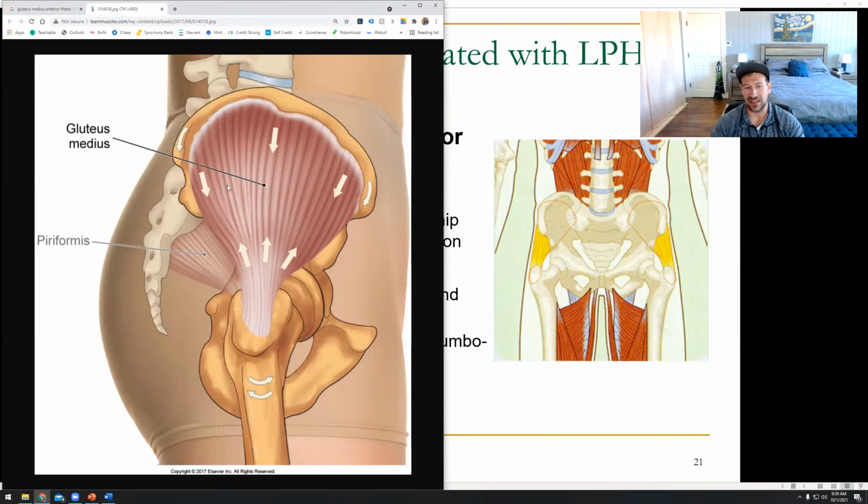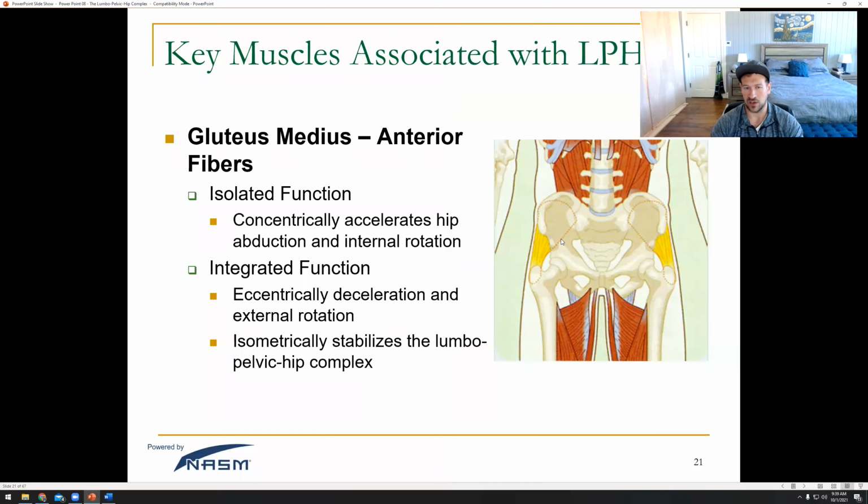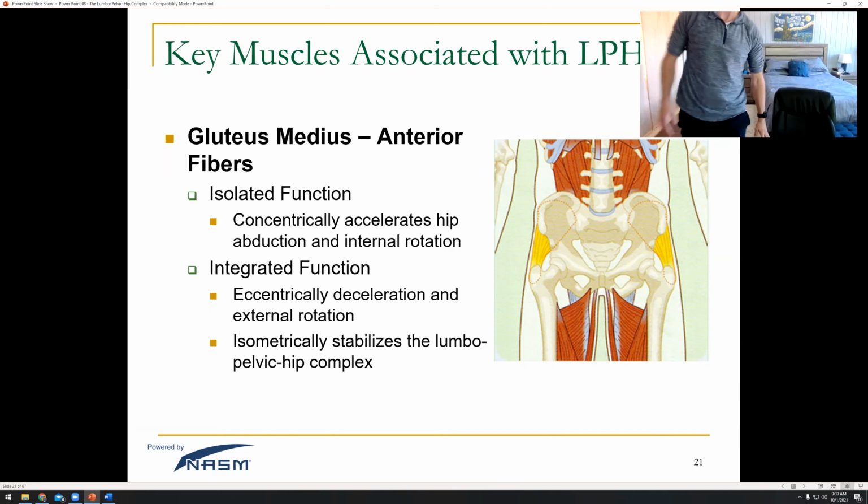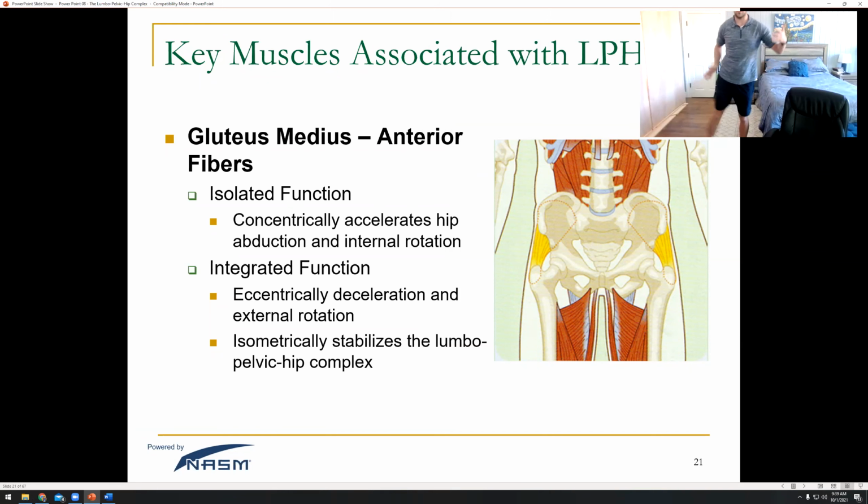But this posterior part here is much thicker. It's much stronger than these fibers over here. So the anterior fibers, both of them do hip abduction. Whether it's anterior or posterior, they're both abductors. And that's what your glute medius should be known for, guys. It's big job. When you're thinking glute medius, I want you to think of this, okay? It drives your knee out this way.